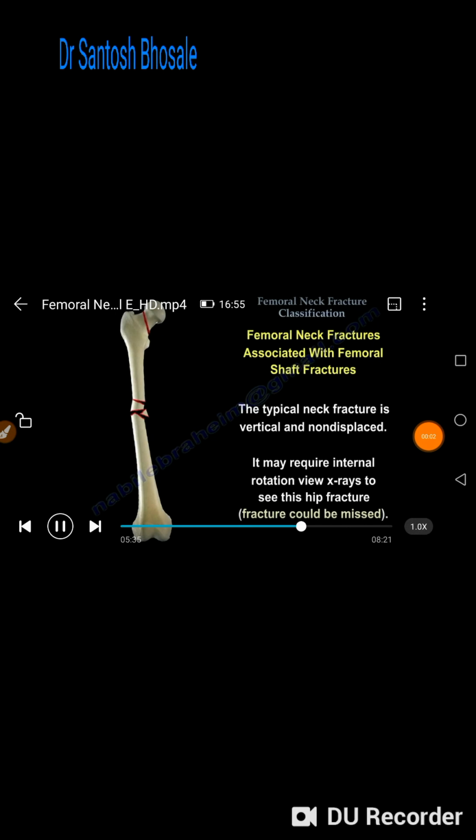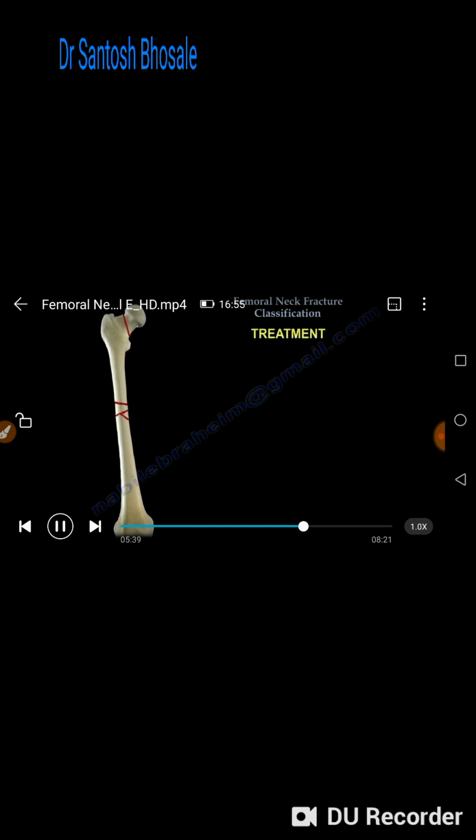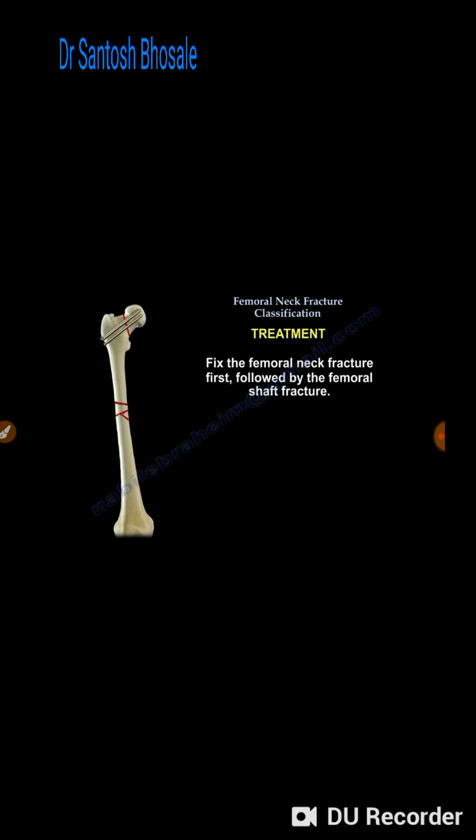So femoral neck fracture is usually associated with the femoral shaft fractures that you can see here. Treatment is by the intramedullary nailing. You can see those are the nailings and platings you can see there.